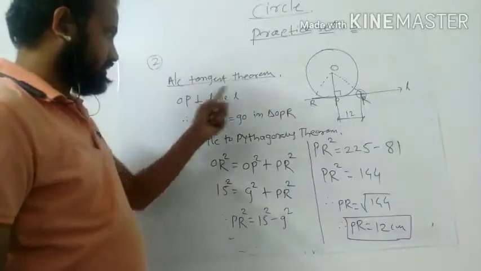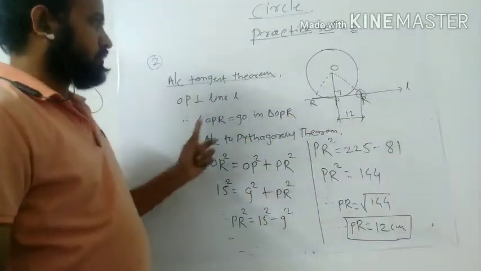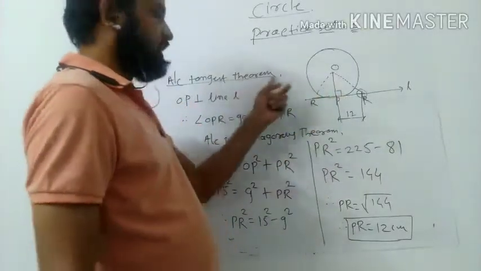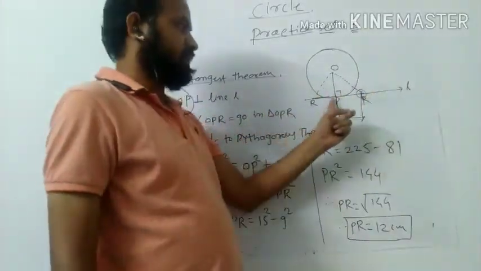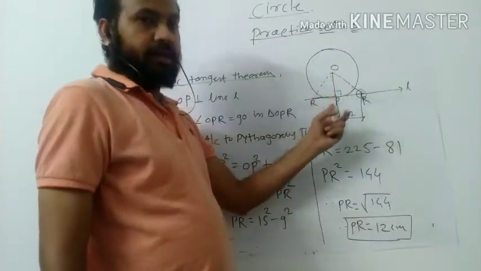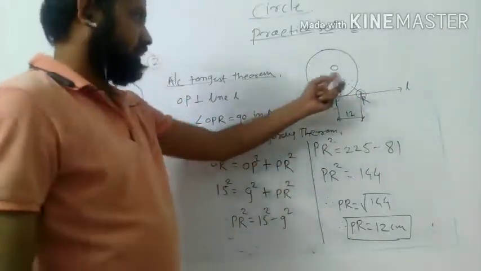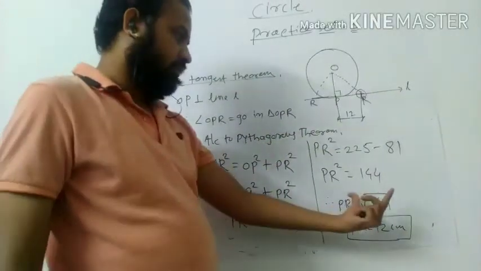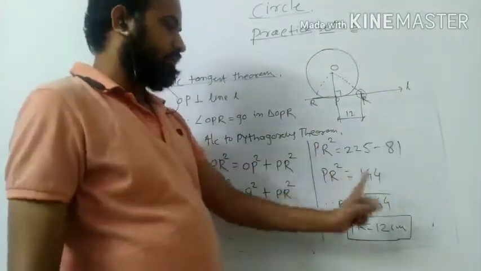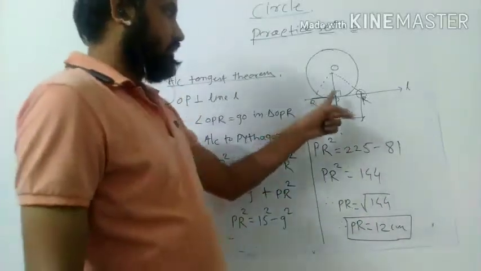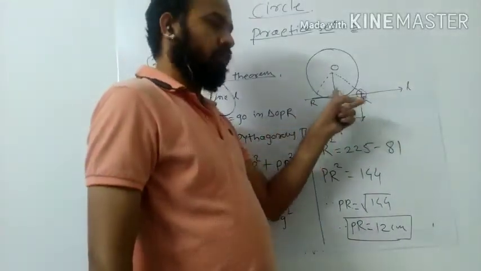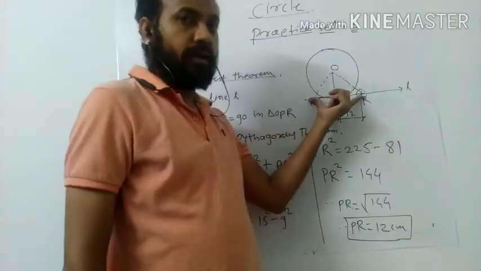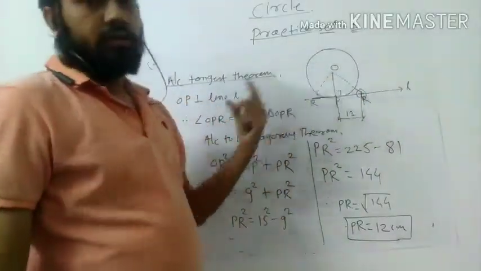Again I will repeat this particular portion. I am considering this angle as 90 degrees according to the tangent theorem, because the tangent touches the circle, it will produce 90 degrees with the radius. So this triangle is a right angle triangle. Then I will use the Pythagoras theorem and calculate the value of PR, and I will get it as 12 centimeter. So point R is located from point P at 12 centimeter, and it will lie either at this location or at this location. So the distance is 12 centimeter.